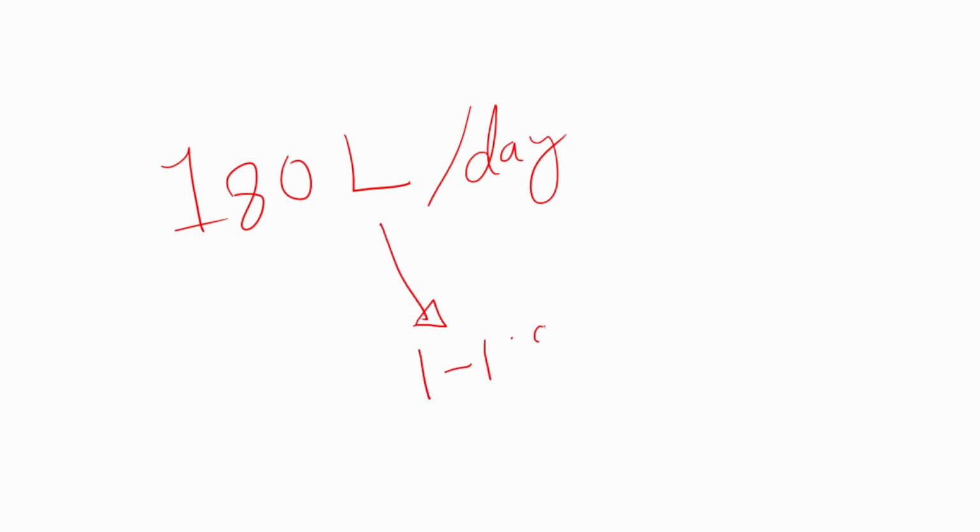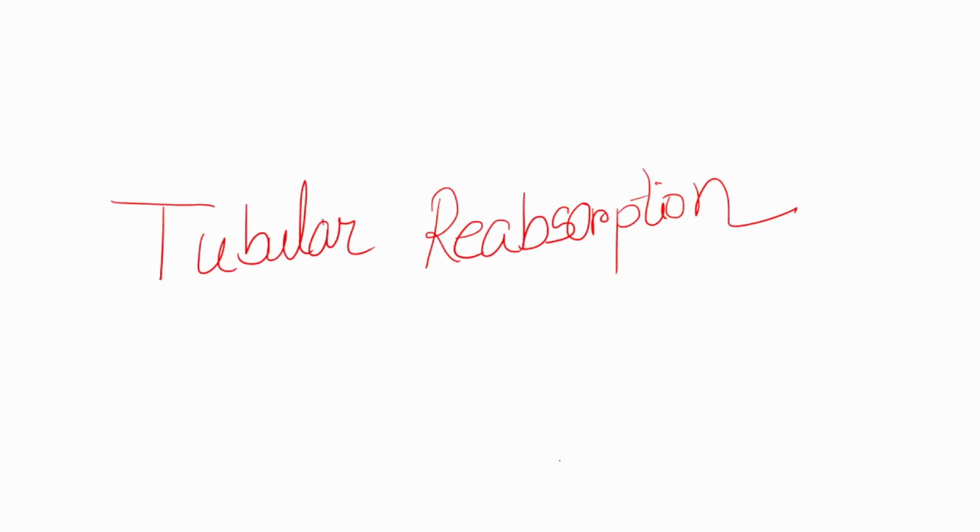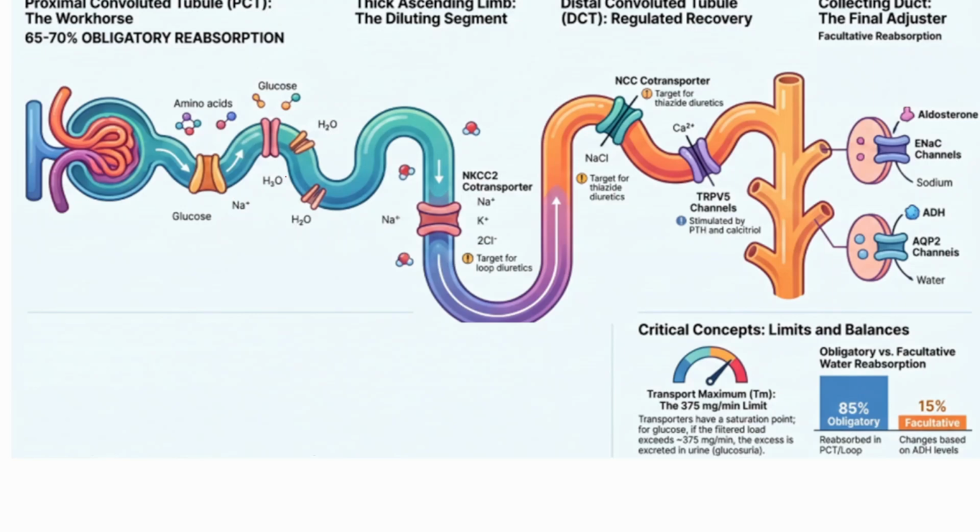Of the 180 liters filtered per day, the body only excretes about 1 to 1.5 liters as urine. That means the kidneys have to reabsorb approximately 99% of everything that was filtered. And that brings us to the process of tubular reabsorption. To master the precise cellular dynamics of tubular reabsorption, we must build the entire transcellular transport machinery and biochemical pathway completely from scratch on our conceptual canvas.